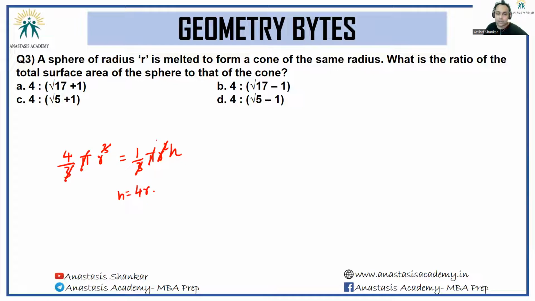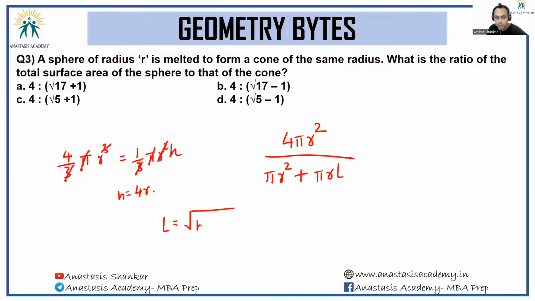Now finally we need total surface area. Total surface area for a sphere is given by 4 pi r square, and for a cone it is given by pi r square plus pi r l, where l is the slant height. Now the slant height is given by under root h square plus r square. h square will be 16r square, r square is this. So can I say it will be r root 17?